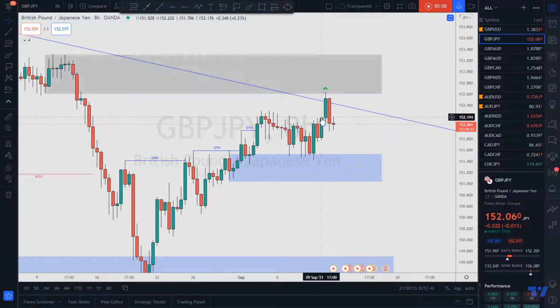And where would that entry come? As a retest to this order block. Watch for the retest. It might have happened already, but I'm pretty sure it'll happen again because there's a trend line here. This area is a diagonal resistance line, and I'm pretty sure we'll see a test of this bearish order block again, and that'll be a great entry.